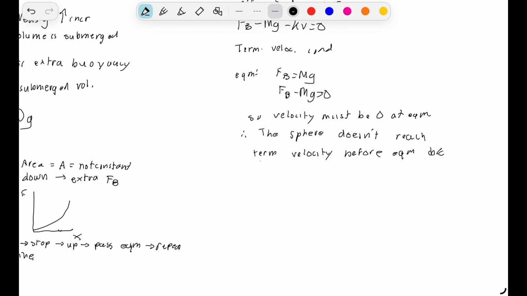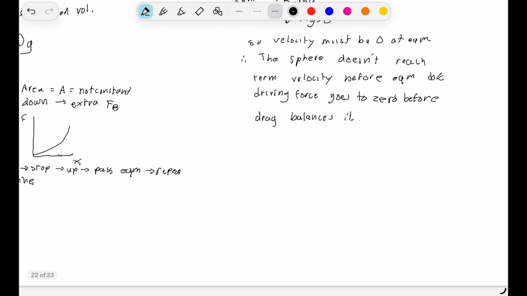Because the driving force goes to 0 before the drag balances it. The motion slows naturally, as your FB is going to decrease.